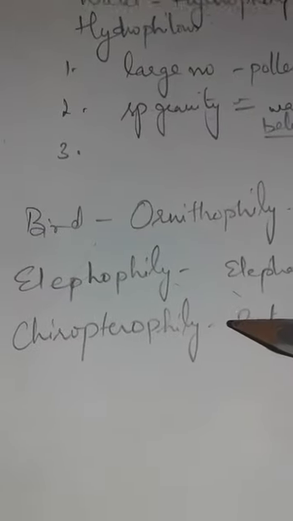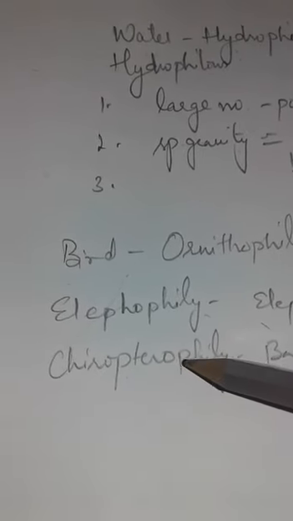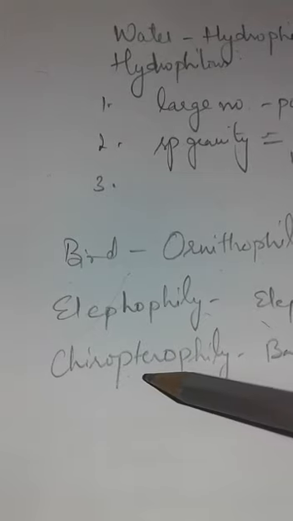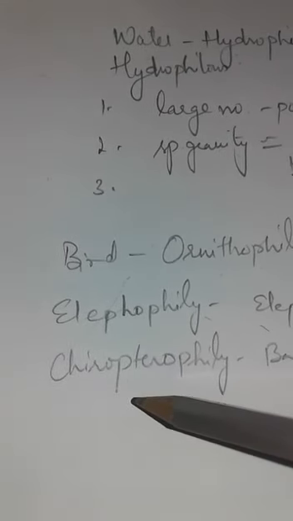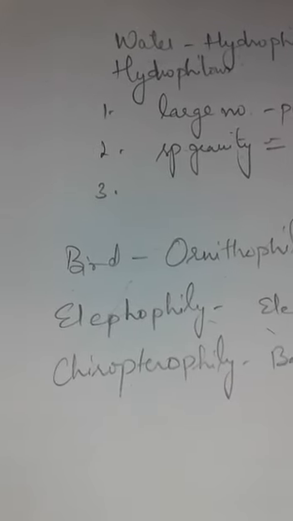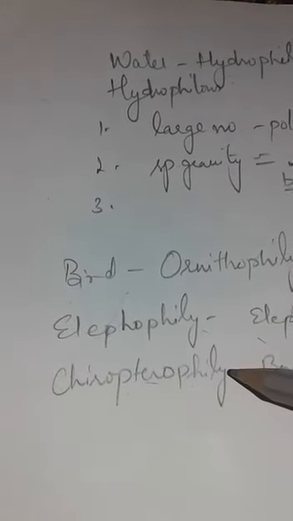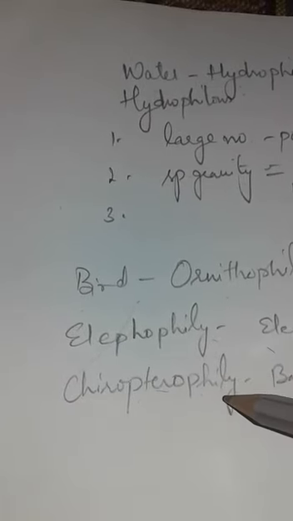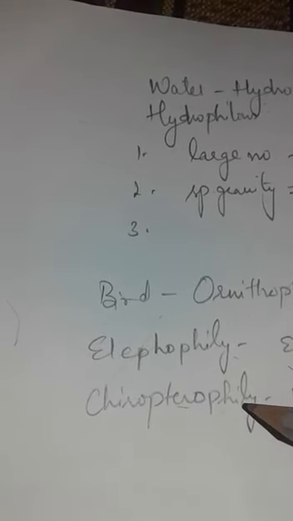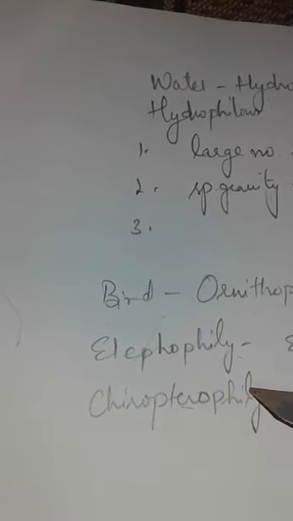And chiropterophily is done with the help of bats, and the flowers are sausage tree, baobab tree, anthocephalus, etc. Flowers are generally large, dull colored, and have a strong smell so that they attract nocturnal flying mammals, that is bats, and they transport the pollen grains to long distances.